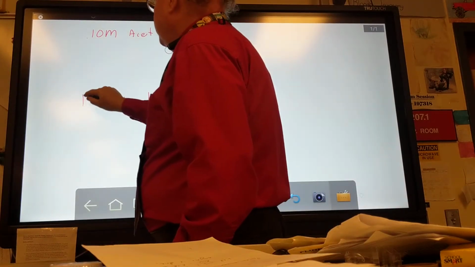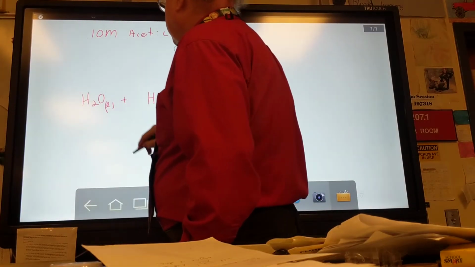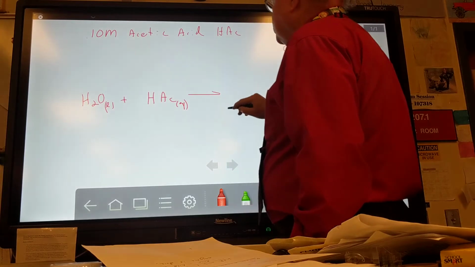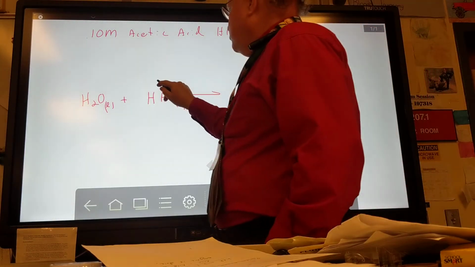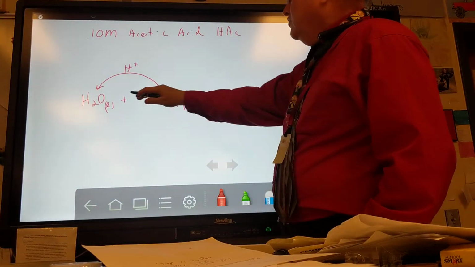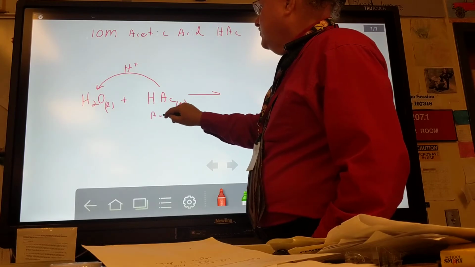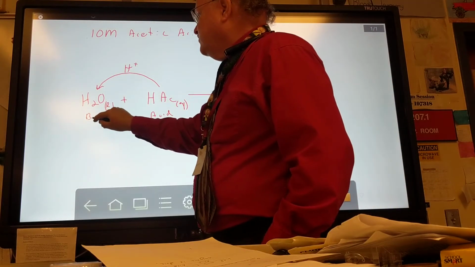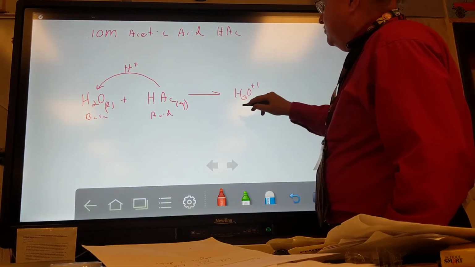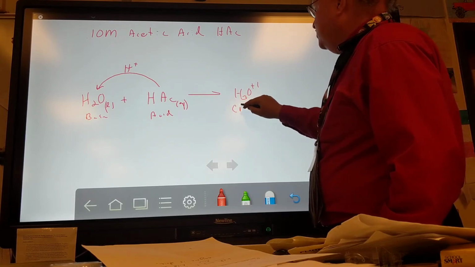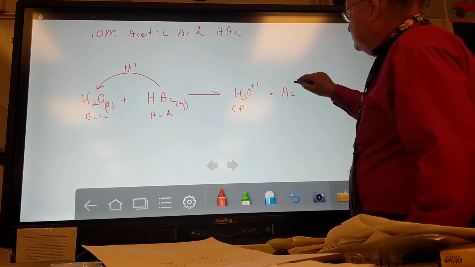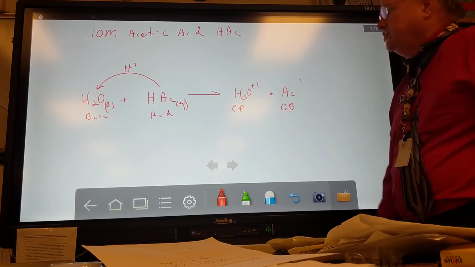What it has to react with is water as a liquid. The HAC is aqueous, and some of it dissociates. Bronsted-Lowry: an acid's a proton donor. The water becomes your proton acceptor, so water's acting as a base, and what you get is hydronium, which is the same as hydrogen. That would be your conjugate acid from the water, and acetate, which is the conjugate base of acetic acid.